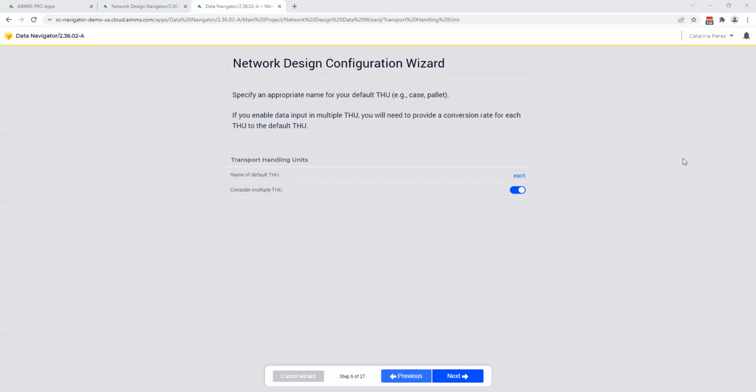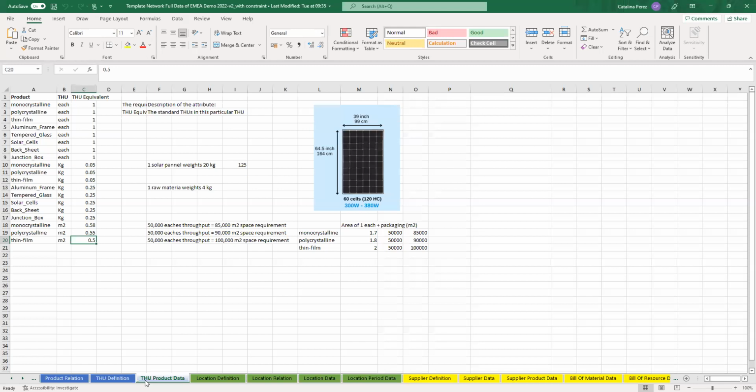In the configuration wizard, you can make this option available on step 6, where you normally just write the name of your default handling unit. Below, you see that you have the option of considering multiple handling units. So once you switch that on and save your configuration, when you export your Excel template, what you will see is the following. First of all, you will notice that there is a new sheet called THU product data. Here you will need to input all of the conversions of each product. In addition, throughout the template, you will see a new column added where necessary called THU.